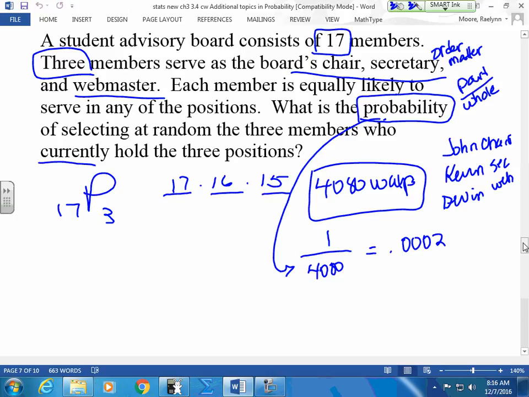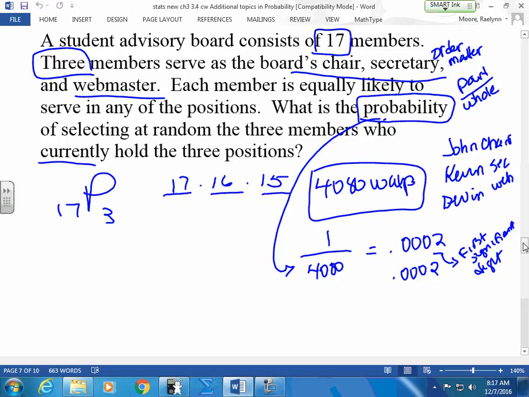Now normally we say 3 decimals. However, if I put 3 decimals, my answer looks like a 0. And 0 means it could never happen. But don't I have a committee? Yes. So we go out to the first significant digit. Make sure you go out to the first significant digit, kind of like we did with your combination, with your other things there.